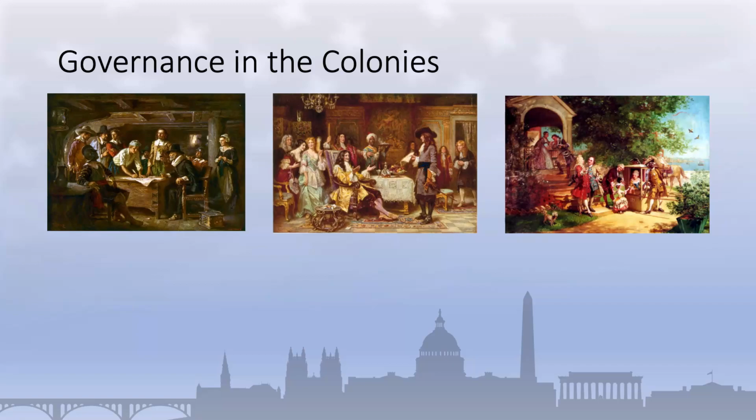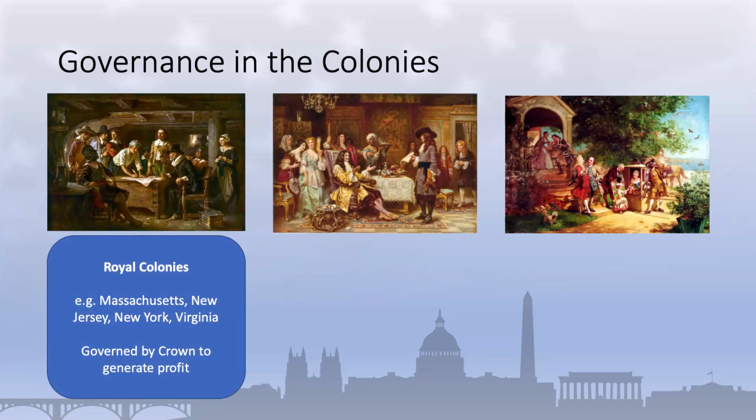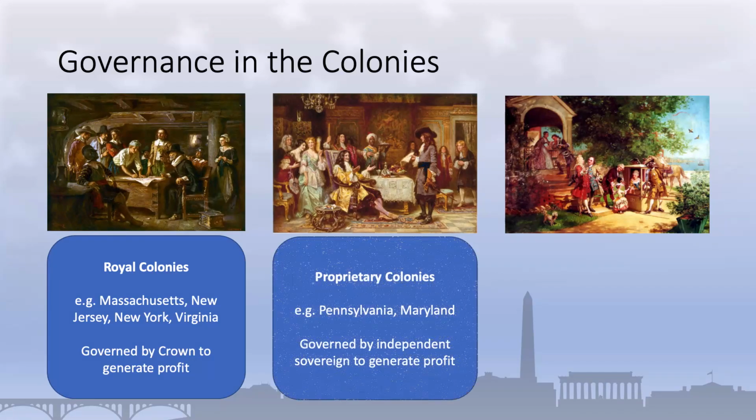By the time of the Revolution, most of the colonies, including Massachusetts, New Jersey, New York, Virginia, and the Carolinas, operated as royal colonies, directly governed by the British Crown. In such colonies, the British monarch would appoint a governor who would often be advised by a local council. These colonies were intended, at least by the British, to generate wealth for England. Others, like Pennsylvania and Maryland, were proprietary colonies governed by individuals or companies granted the land by the Crown.